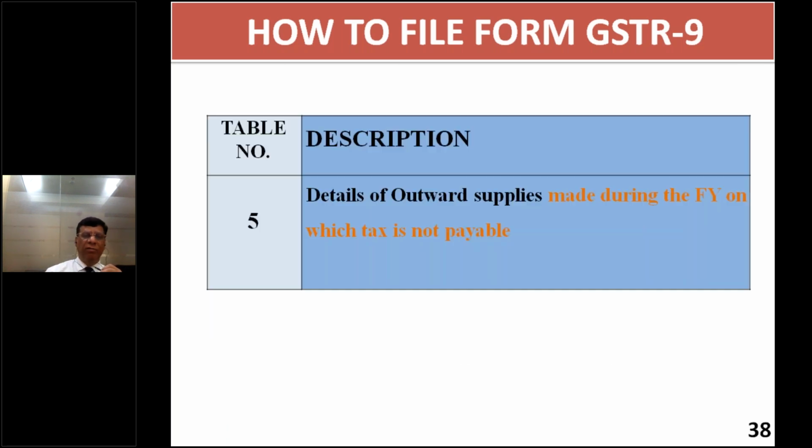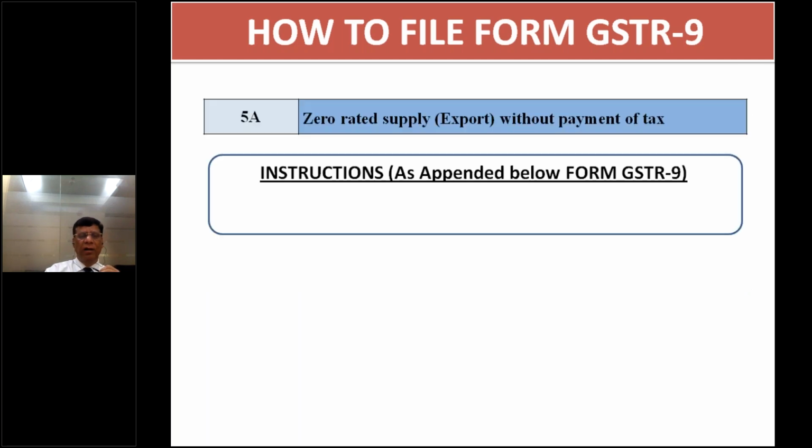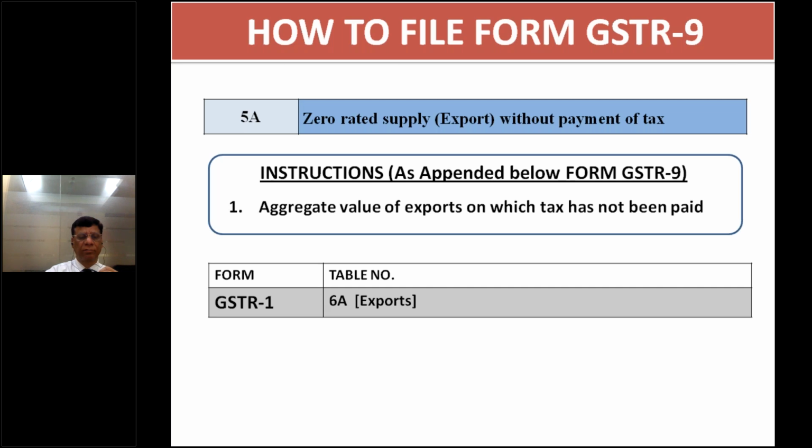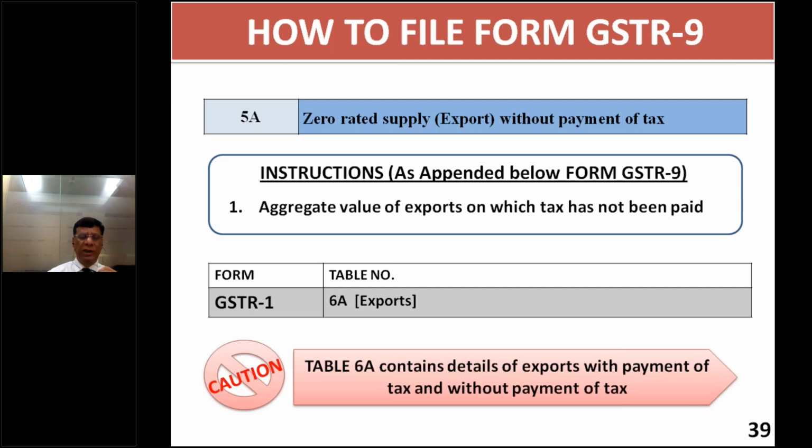Now table 5 is titled as details of outward supplies made during the financial year on which tax is not payable. Table 5A contains the instruction: aggregate value of exports on which tax has not been paid. This information is to be carved out from table 6A, and the caution is once again the same, that table 6A contains details of exports with payment of tax and without payment of tax.